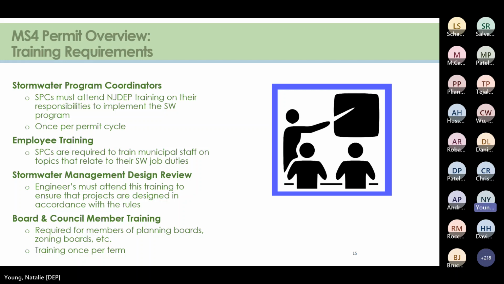The SWMDR training requirement is the stormwater management design review training, which you are all in right now. The municipal board and governing body member training requirement is training for board and council members. This training is a higher level training intended to familiarize those members with the permit and permit requirements. This is required once per term.